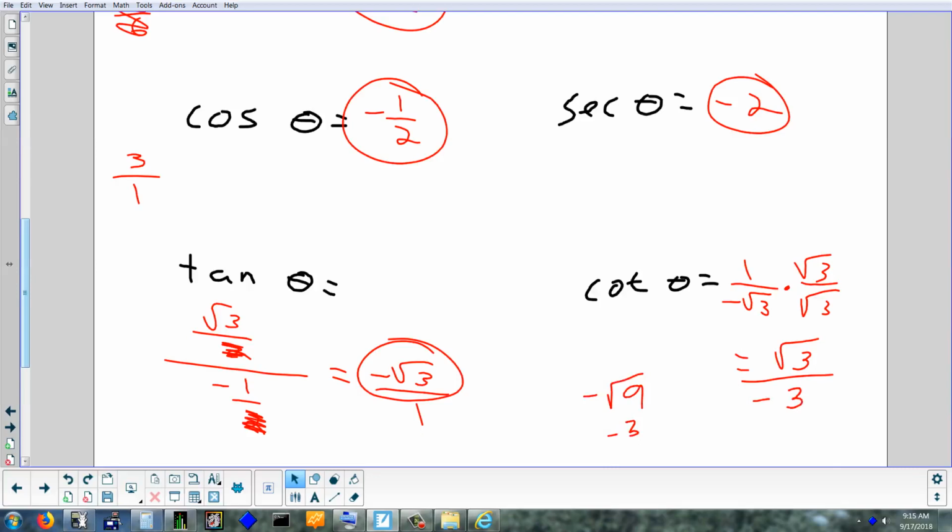Now, if you're wondering, can I put the negative in the top? Sure. It doesn't matter where you put the negative in a fraction. Negative 3 over 2 is exactly the same as 3 over negative 2. There's no difference there. Any questions on that?